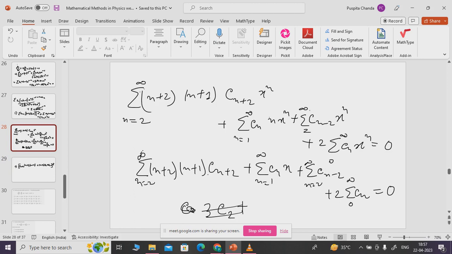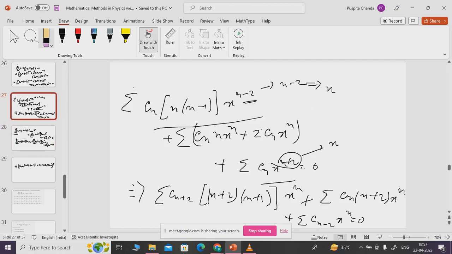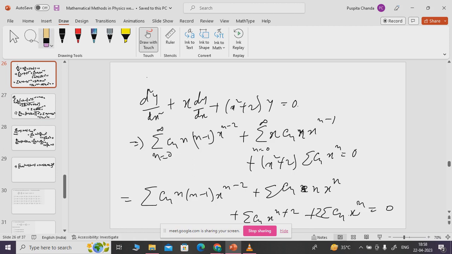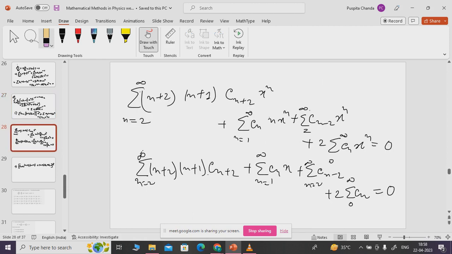So here we need to consider one thing also. When we make n minus 2 to n, this limit, which was n is equal to 0 to infinity, becomes n is equal to 2 to infinity. Not here, we have made those. Here it is simple.